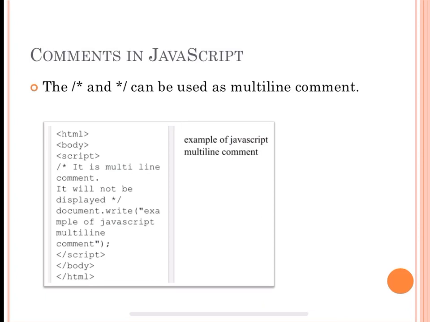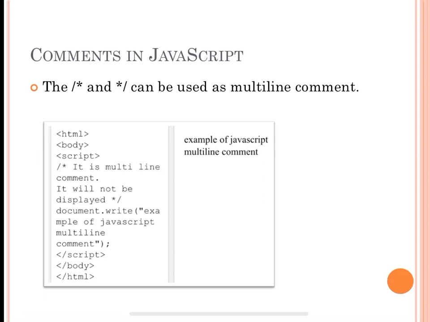So the symbol for multiple line comment: if you want to write any comment, at the start of the comment you have to start it with a slash and a star, and while ending the comment you have to end it with a star and slash symbol. Okay, so see the below code. First we have opened the HTML tag, then the body tag, then the script tag. Then from here we want to start a comment, so just put a slash and a star.